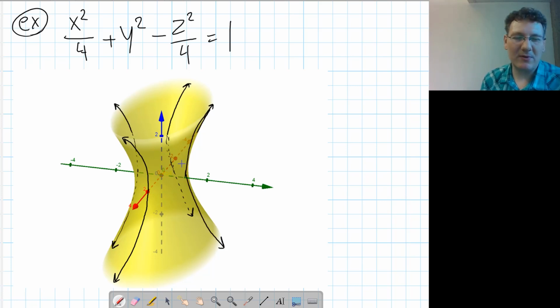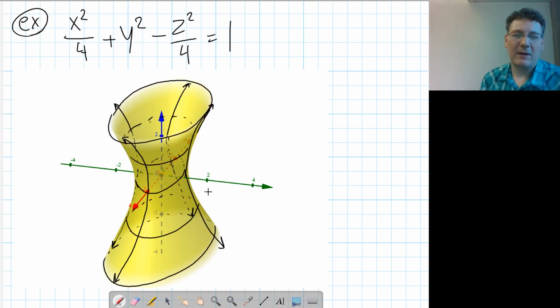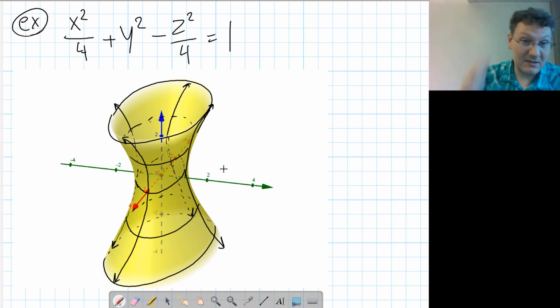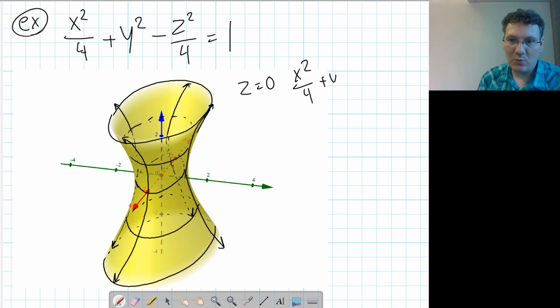So you can see you've got hyperbolas in these two directions, but you've got ellipses in the third, right? You can see all of these ellipses. You have ellipses for any constant z that you fix. So let's say you set z equal to 0, you're going to get x squared over 4 plus y squared equals 1, which is the equation of an ellipse. And for any constant you pick for z, you're just going to have a different sized ellipse, right? So this is a hyperboloid of one sheet.